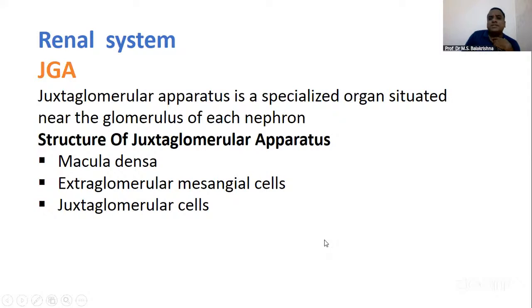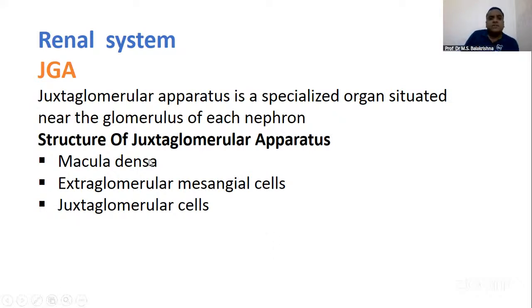Juxtaglomerular apparatus is just the same diagram. You see that there are two cells. So that is the significance, studying the Bowman's capsule and the glomerulus. What is the juxtaglomerular apparatus? It is a specialized organ situated near the glomerulus of each nephron. Just after a few minutes, we will be solving MCQs based on this. All the things we have discussed, the MCQs we are going to start very shortly.